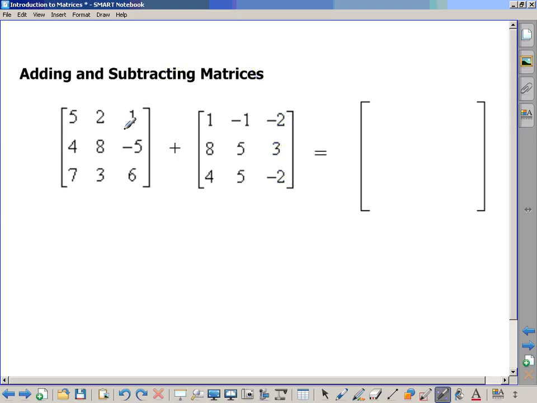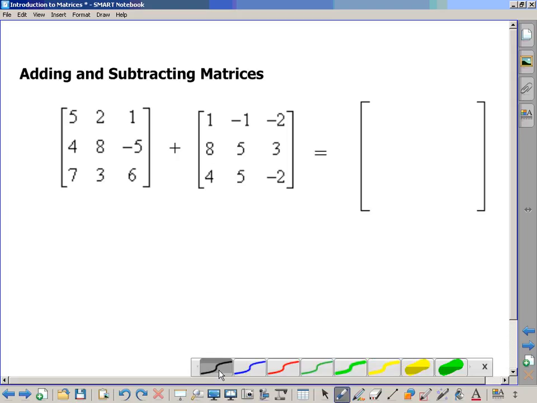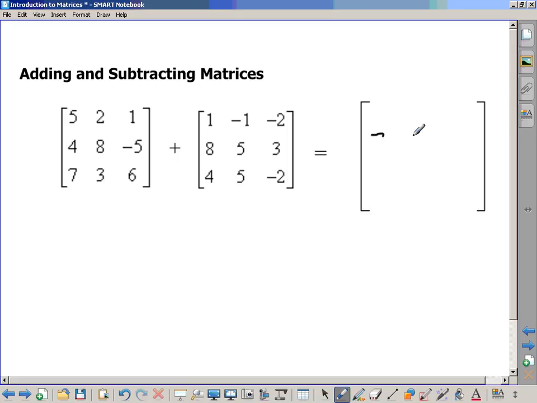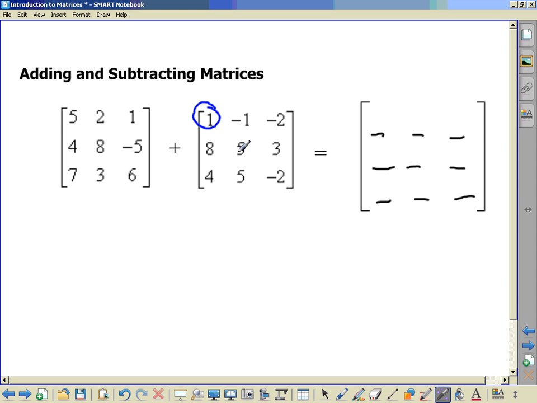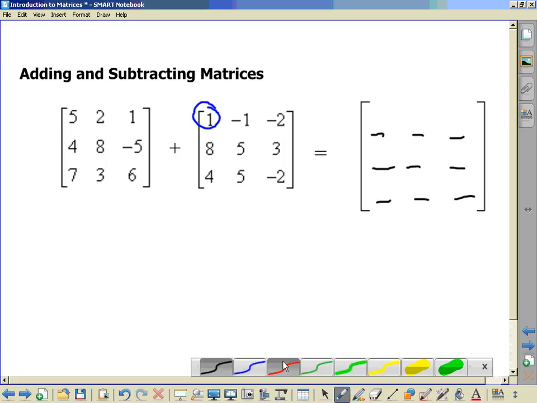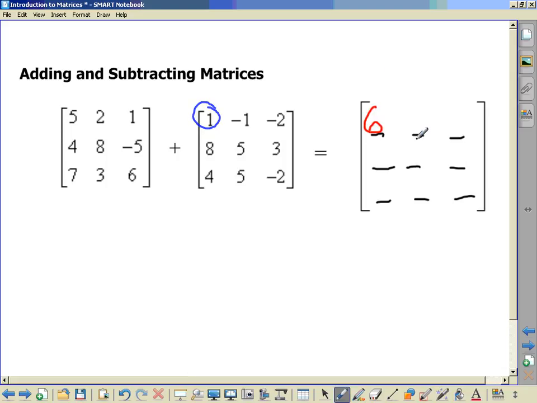So our resultant, or our solution matrix here, is going to have 3 rows and 3 columns, just like the 2 that we were adding. So we're going to need spots over here for 9 numbers. 1, 2, 3, 4, 5, 6, 7, 8, 9. Again, very simple process to add matrices. You take the 5 plus 1, 6. Okay, in the next spot, we would have the 2 plus -1, 1. 1 plus -2, -1, and so on.